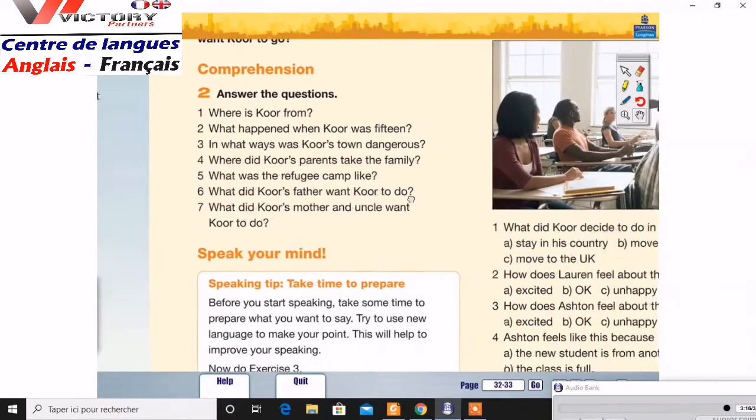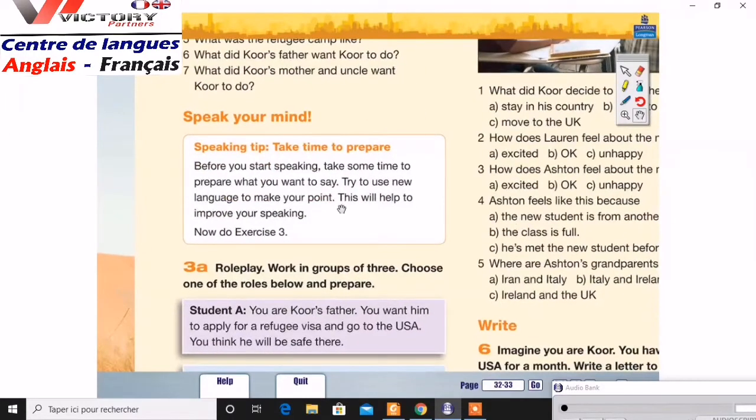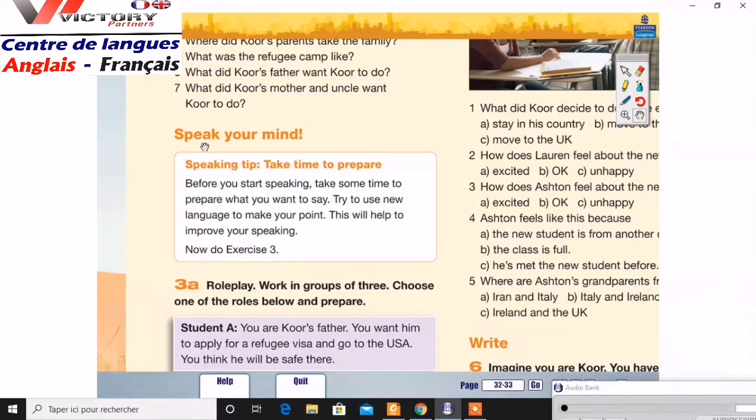Okay, that's good. Now I want you to do exercise number 2, comprehension. It means check your understanding of the text. Try to answer the following questions. Move now to the speaking activity. Speak your mind. It means express your opinion, your point of view.